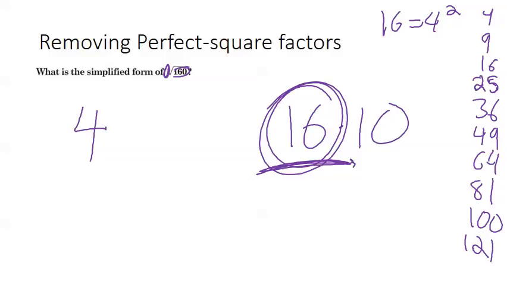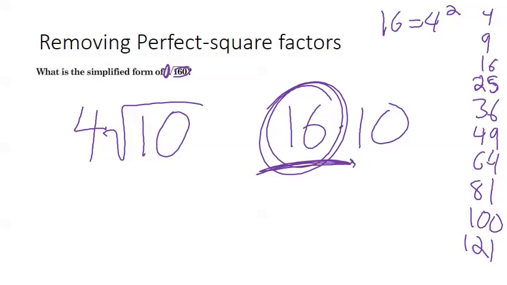Now what's left inside the house? Well, that 10. Are there any perfect squares in 10? No, there are not, so we're going to leave it inside the house. Our simplified form of the square root of 160 is 4 times the square root of 10, and that's as far as we can go.